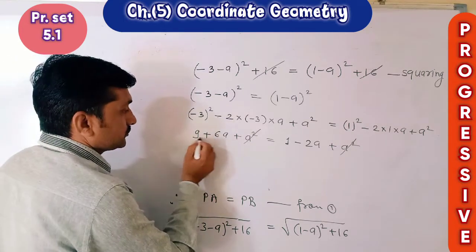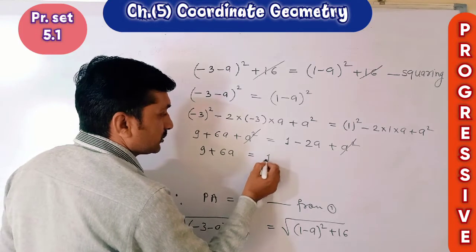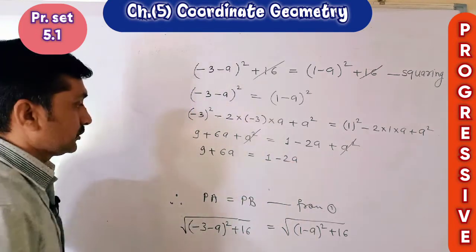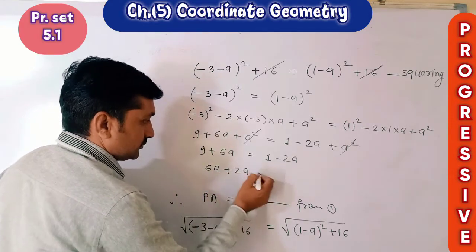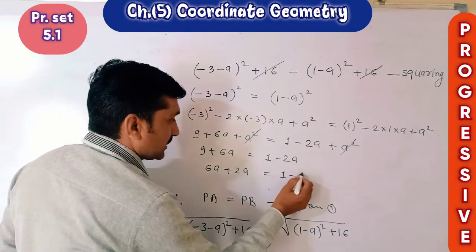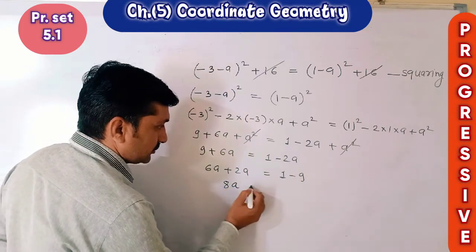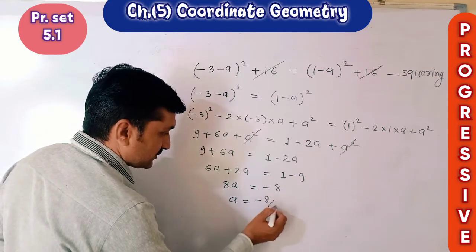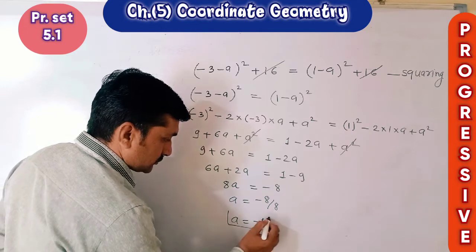Okay. Now here 9 plus 6a is on the left side, 1 minus 2a is on the right side. Now transfer: 6a plus 2a is equal to 1 minus 9. Addition, 8a is equal to minus 8. a is equal to minus 8 upon 8. a is equal to minus 1.